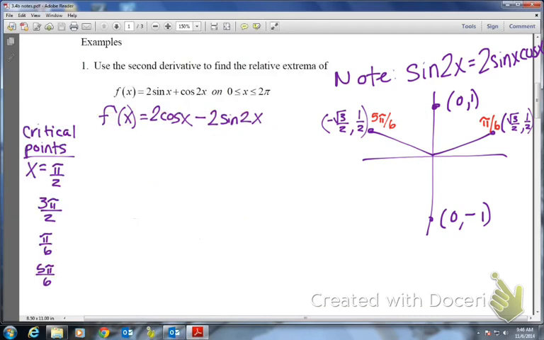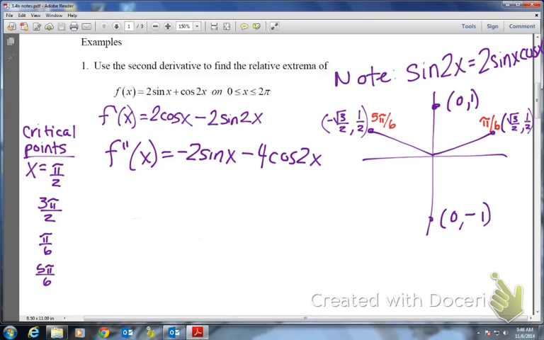All right, so the derivative of this function again, so the second derivative of x should be negative 2 sine of x minus 4 cosine of 2x. You guys got that? Yeah. All right, cool. So now we have to evaluate. So we found the second derivative.